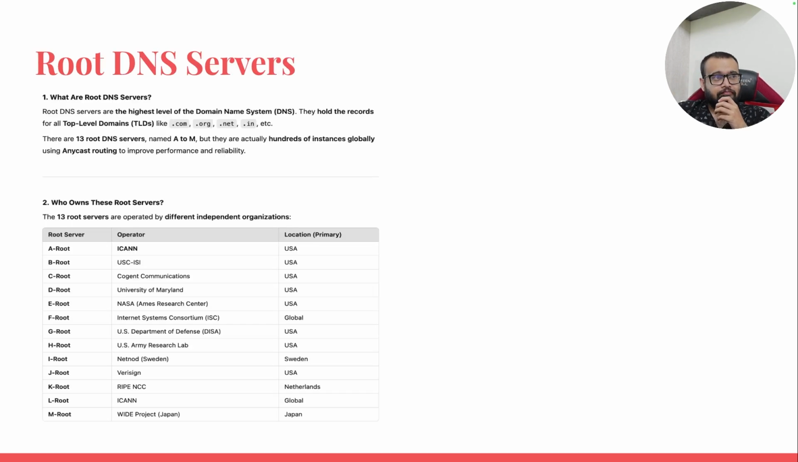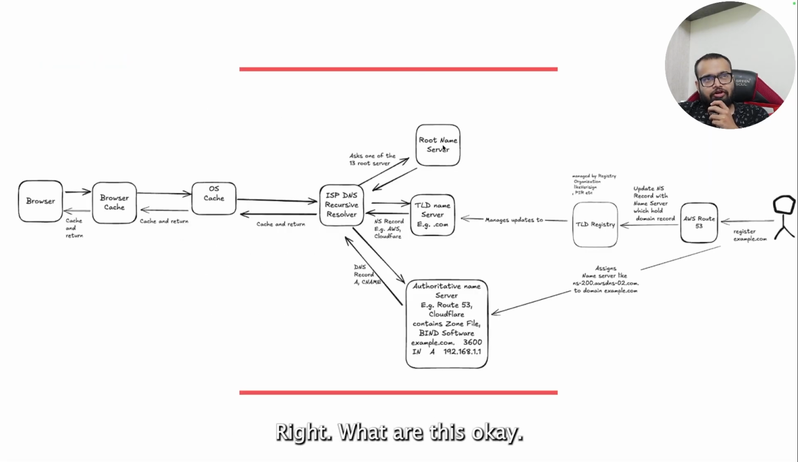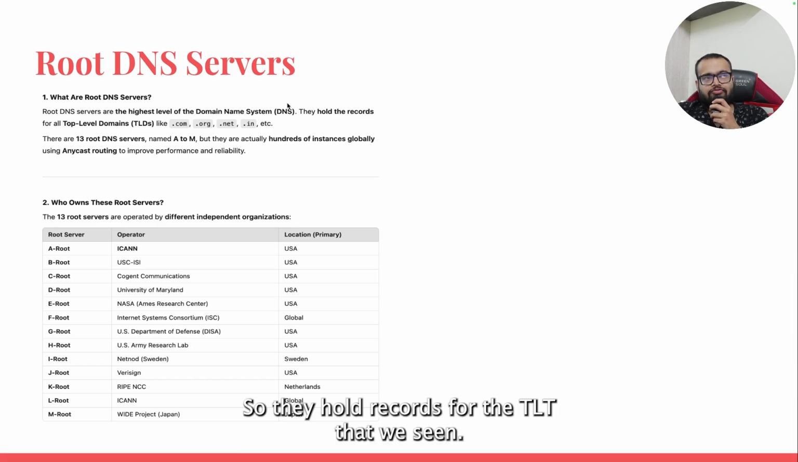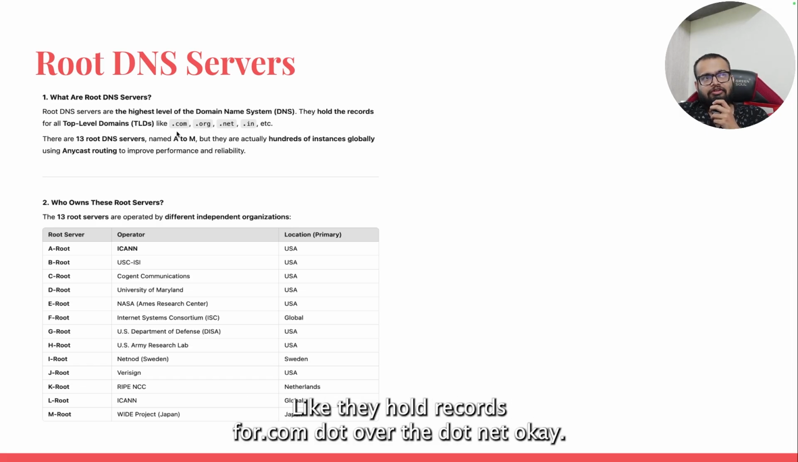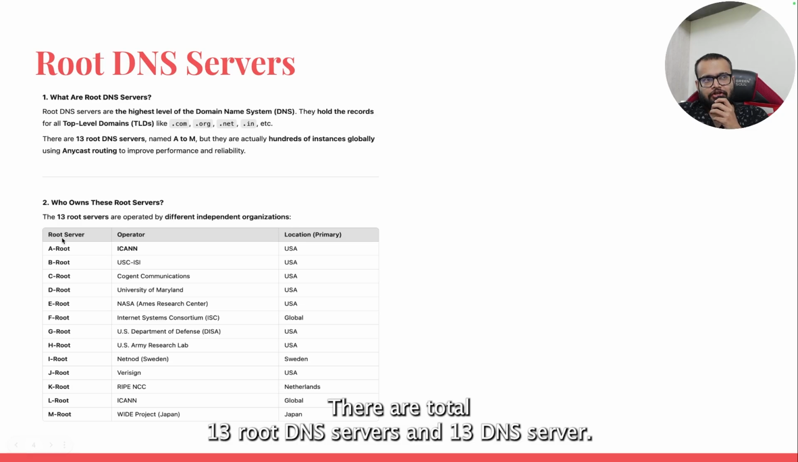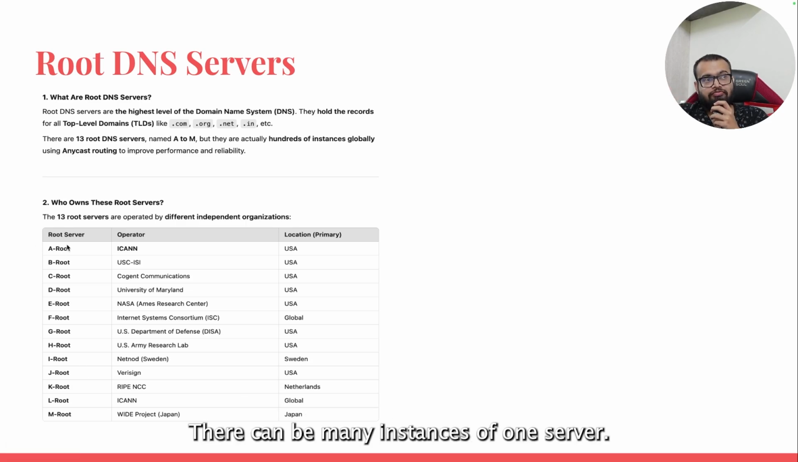Okay, so let's talk about what root DNS servers are, which we talked about here, right? The root DNS servers are the highest level of DNS. They hold records for the TLDs that we saw, like .com, .org, .net. There are a total of 13 root DNS servers named A to M. But 13 DNS servers doesn't mean that there are a total of 13 servers. There can be many instances of one server.